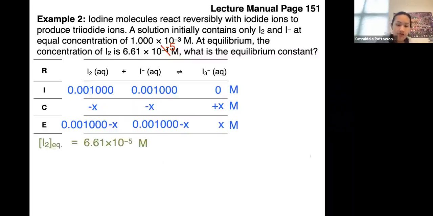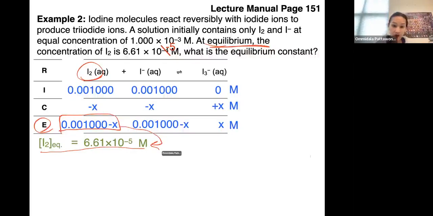The next information given from the problem would be the concentration of iodine, right? So this one right here at equilibrium. It tells us that this is going to be the concentration of iodine at equilibrium, which is going to be this value right here. Right? So this is the concentration at equilibrium. So that means these two values are going to be identical.